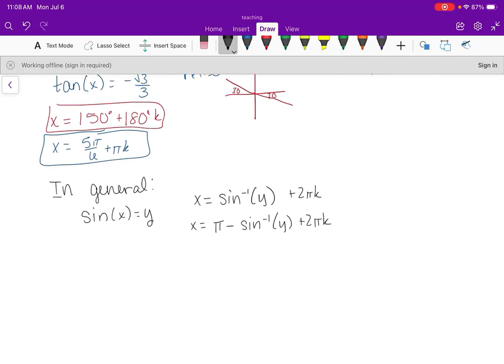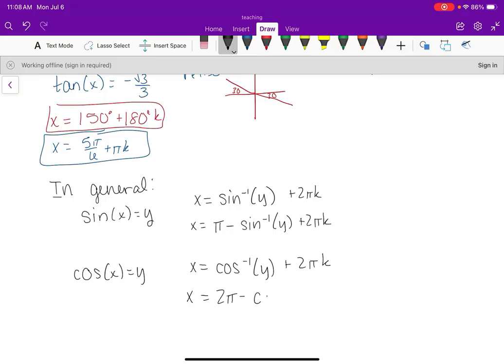Let's talk about cosine in general. So cosine x equals y. Write it a little lower so it doesn't get confused. So this would be cosine inverse plus 2 pi k, which would give you one of the answers. And then if you want the second one, it'd be 2 pi minus cosine inverse.